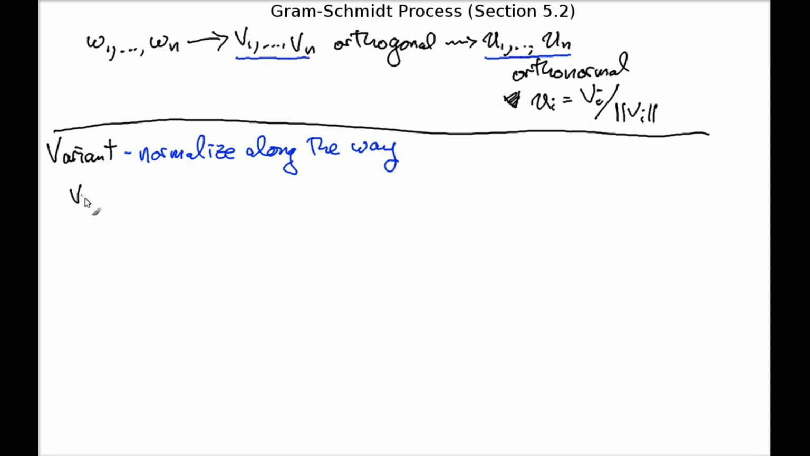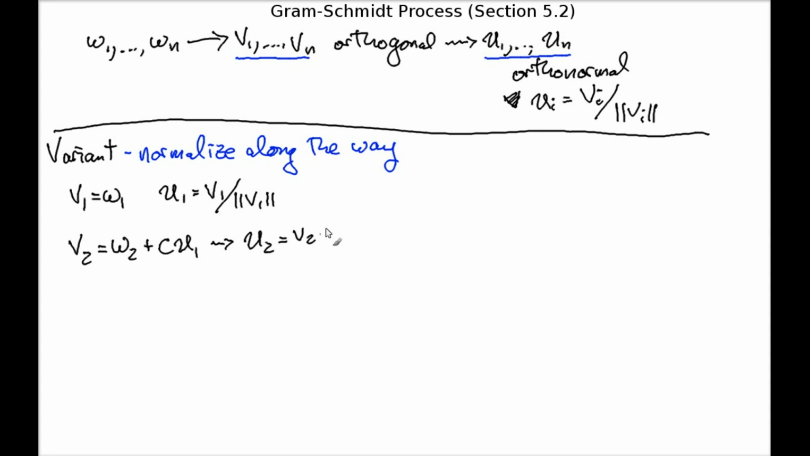So we set v1 is equal to w1, and then u1 is equal to v1 over the length of v1. We do that right at the beginning. And then we're going to work with, instead of the v's, the u's at each step. So the next step is you write v2 is equal to w2 plus some constant, not times v1, but times u1. I'll come back to the constant a little bit later, but in any event, you figure out the constant, and you then normalize and say u2 is equal to v2 over the norm of v2, and you keep going.